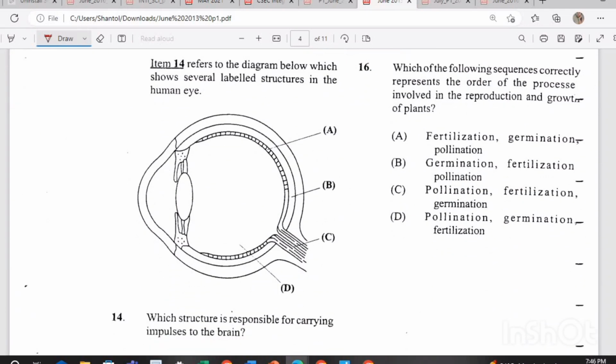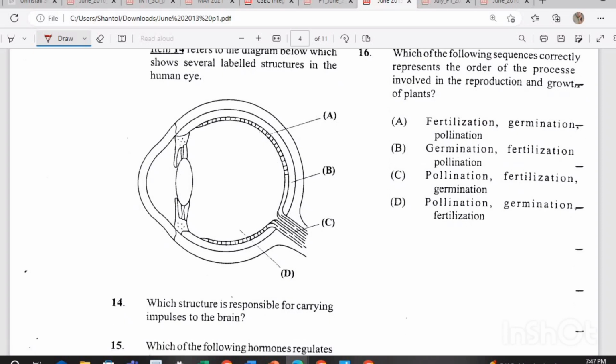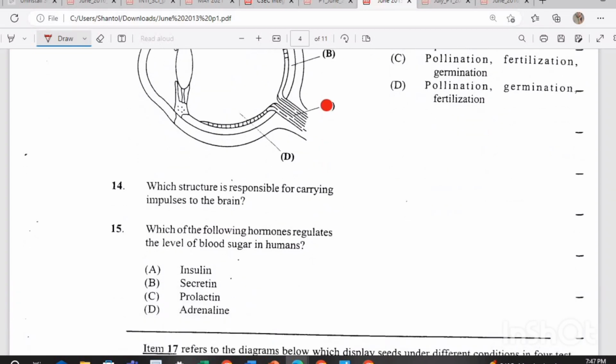Item 14 refers to the diagram below, which shows several labeled structures in the human eye. Which structure is responsible for carrying impulses to the brain? Is it A, B, C, or D? Answer is C. Question 15. Which of the following hormones regulates the level of blood sugar in humans? If you are thinking insulin, you are correct.